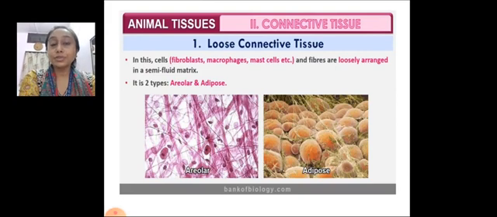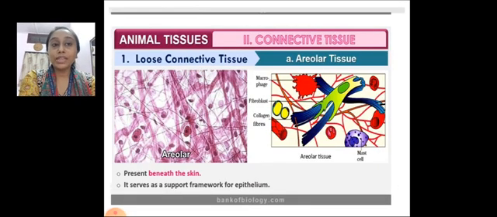In loose connective tissue, the cells, the fibroblasts, macrophages and mast cells, are loosely arranged in the matrix, and the matrix is semi-fluid. Along with these cells, there are also fibers. The fibroblasts release the fibers, and the fibers and the cells remain together in the semi-fluid matrix. These loose connective tissues are of two types: areolar and adipose. We'll start with areolar connective tissue.